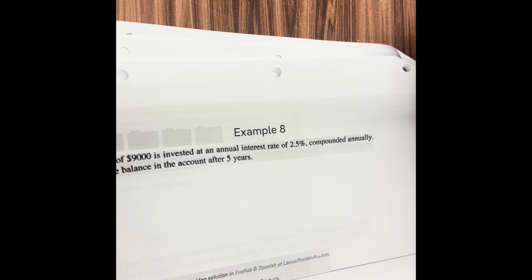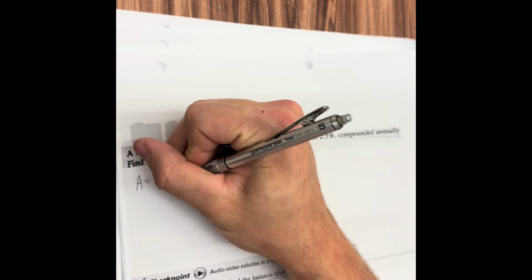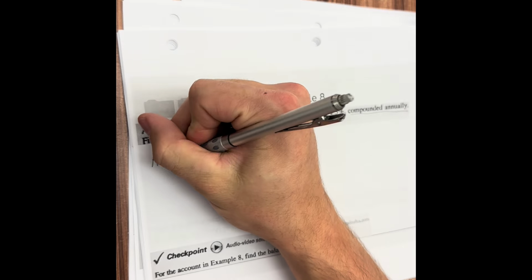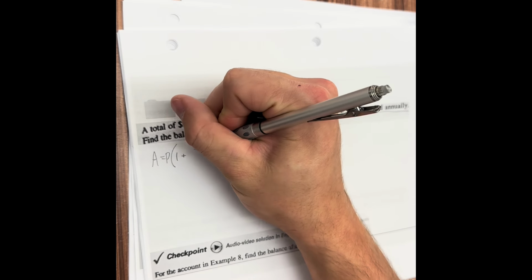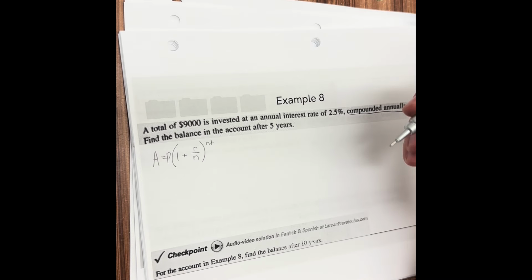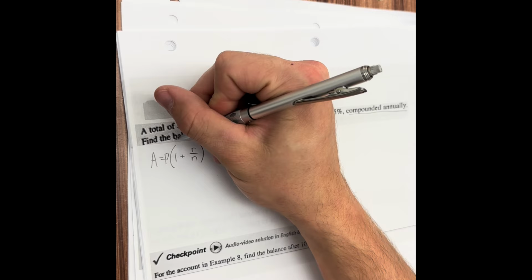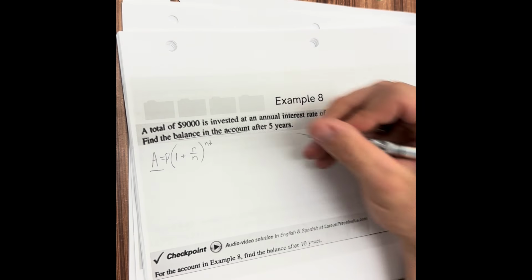All right, example 8. A total of $9,000 is invested at an annual interest rate of 2.5% compounded annually. Keyword there, compounded annually, not continuously. So we're going to be using that equation, A equals P times (1 plus r over n) to the power of nt. We have to find the balance in the account after 5 years. So we're finding what A equals.